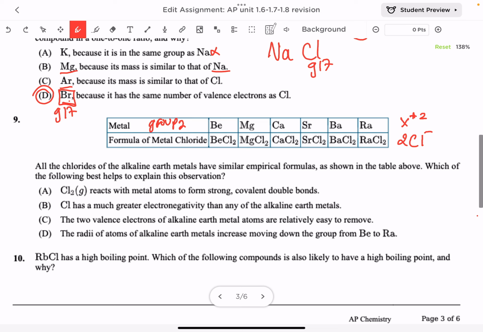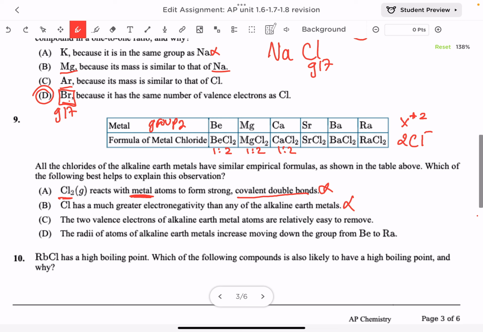Cl2 gas reacts with metal atoms to form strong covalent bonds. A non-metal cannot react with a metal to form a covalent bond. So that's wrong. Cl has a much greater electronegativity than any of the alkaline earth metals. This is true, but not the reason why all these compounds have the same empirical formula.